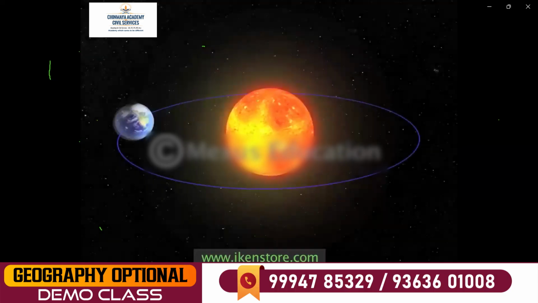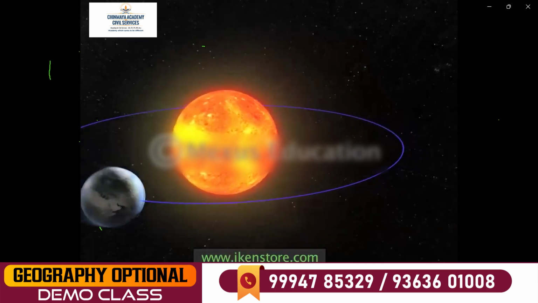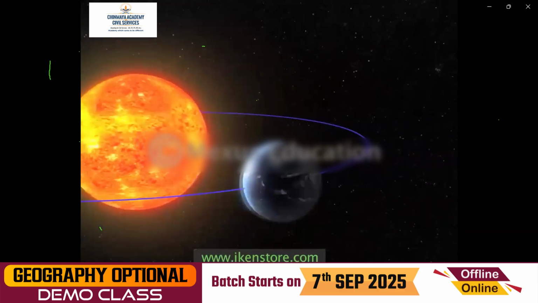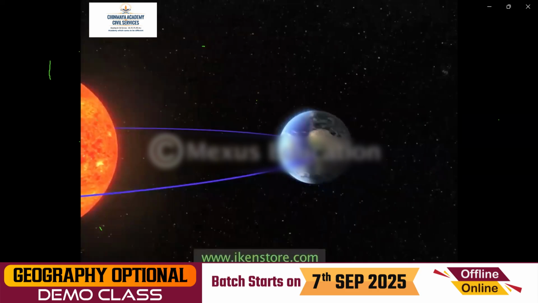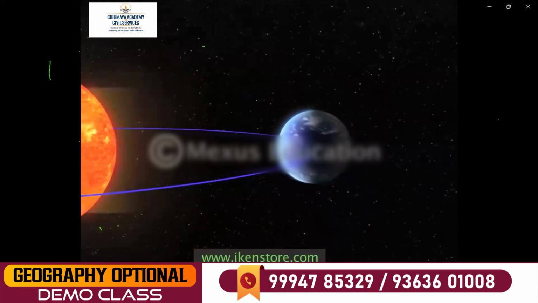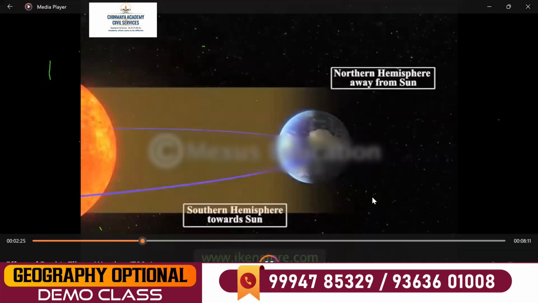Due to the orbit's elliptical nature and the Earth's tilting disposition, some parts at certain periods on Earth are exposed to the sun's rays and heat more directly than the others.